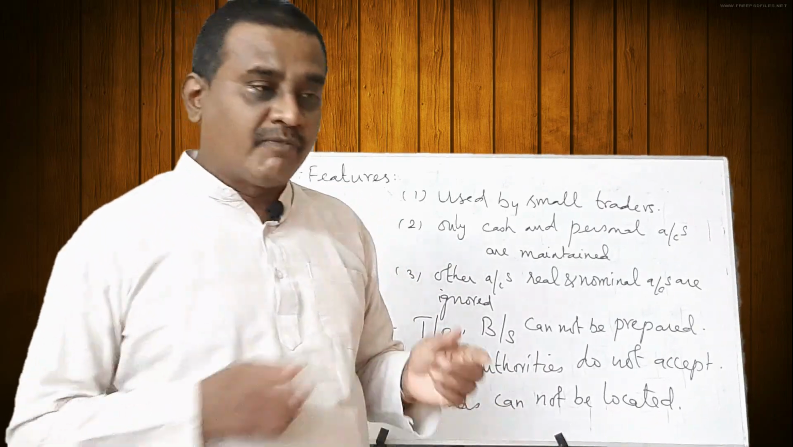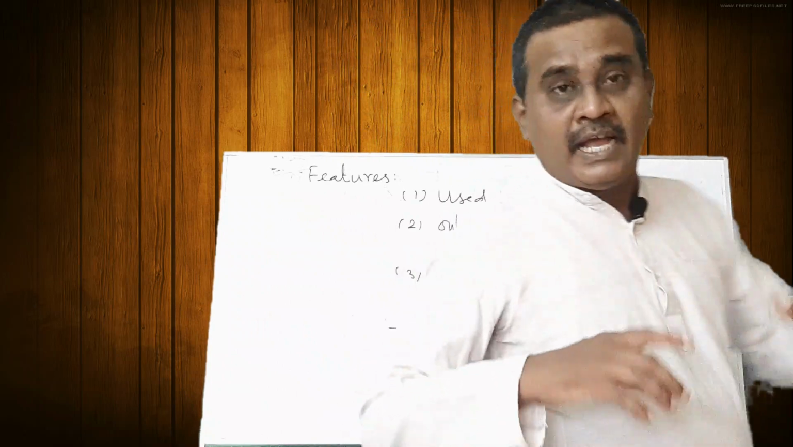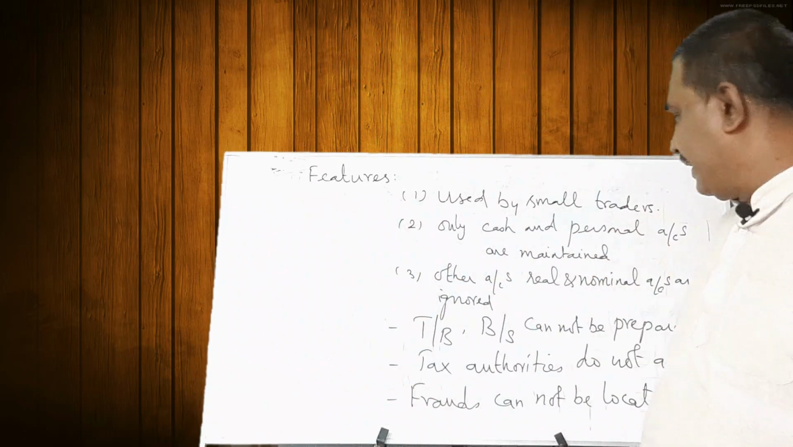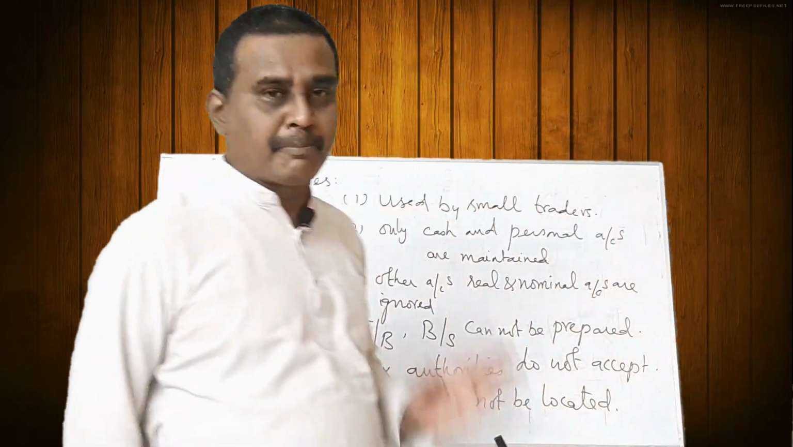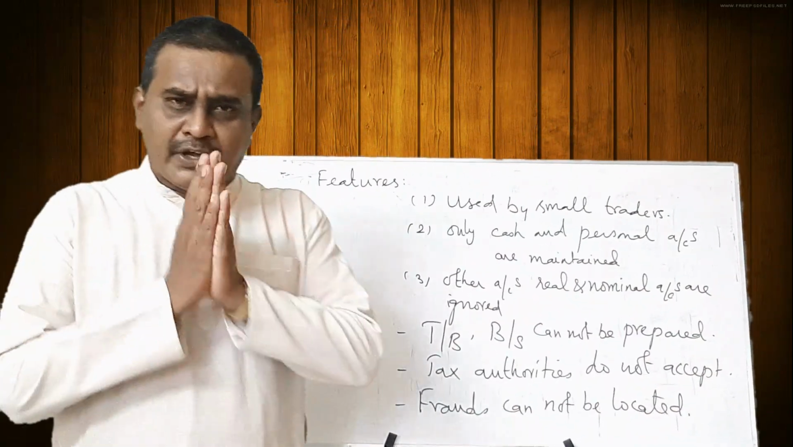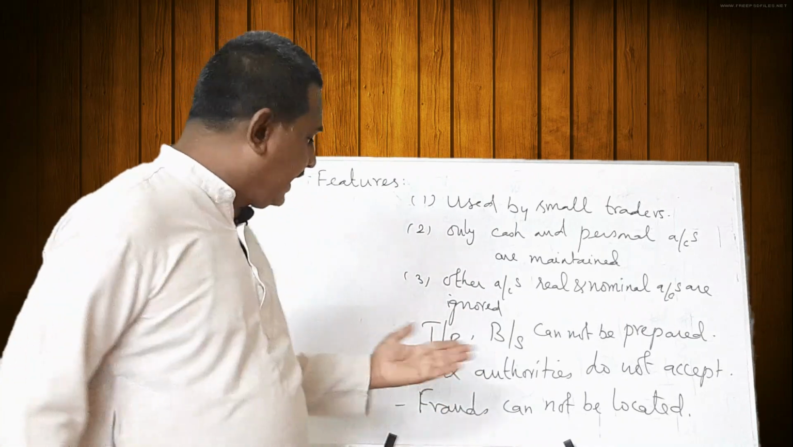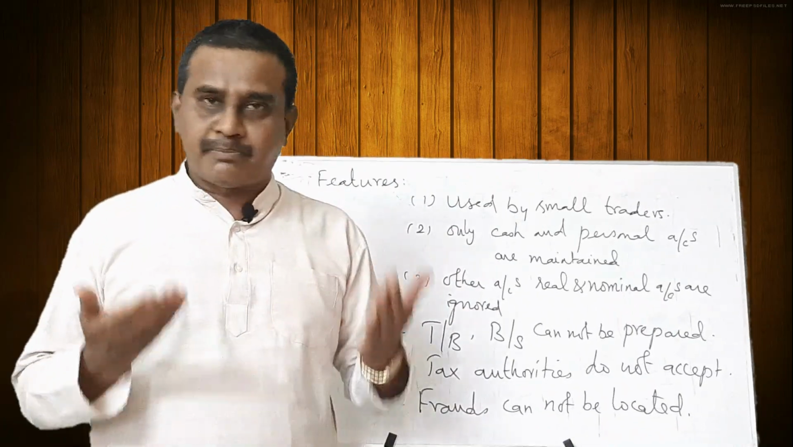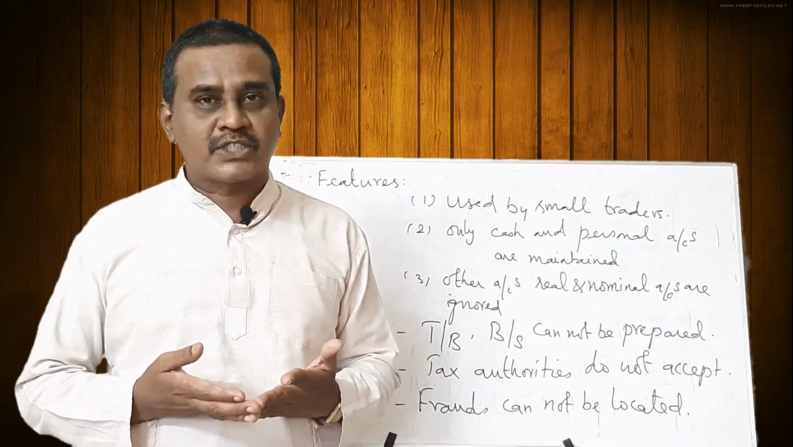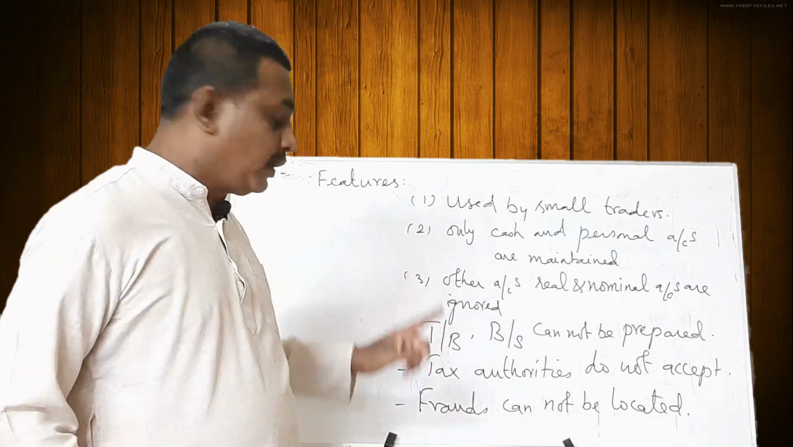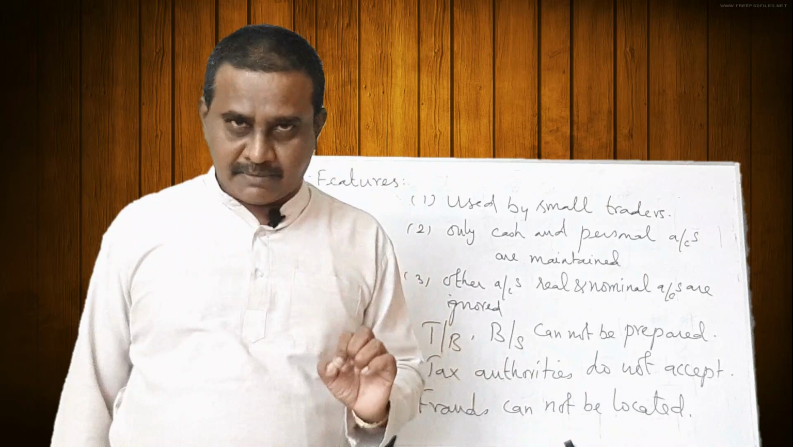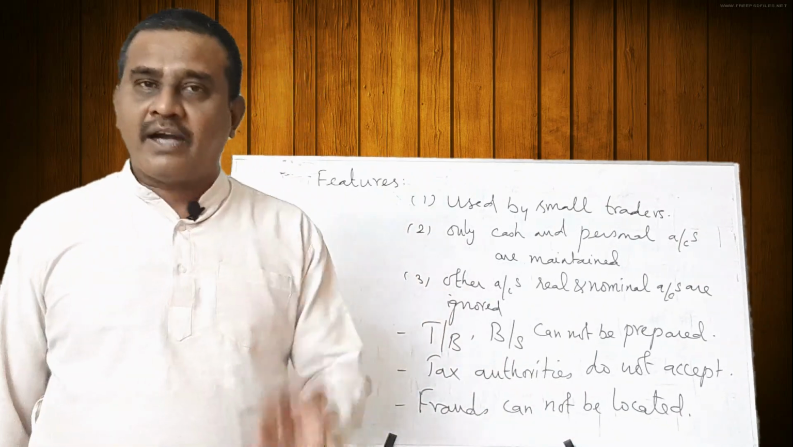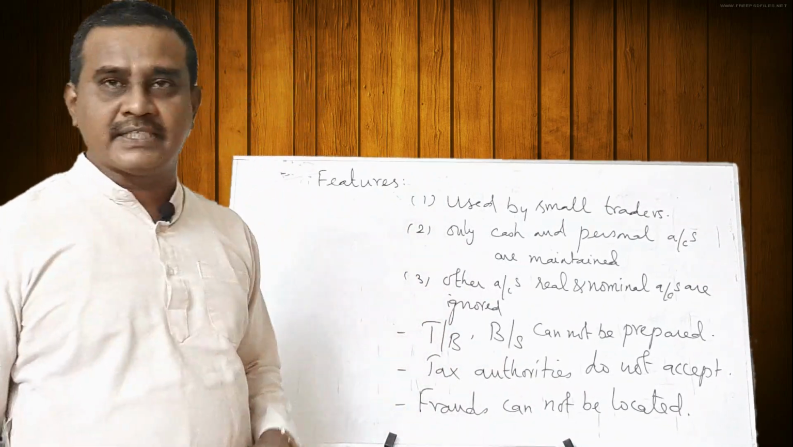Not only that, we cannot make a comparison of two businesses. And next one, tax authorities do not accept this system because tax authorities need all accounts. Here we follow only cash and personal accounts. All remaining accounts are totally ignored. So due to its incompleteness, unscientific system, this system is not accepted by tax authorities.